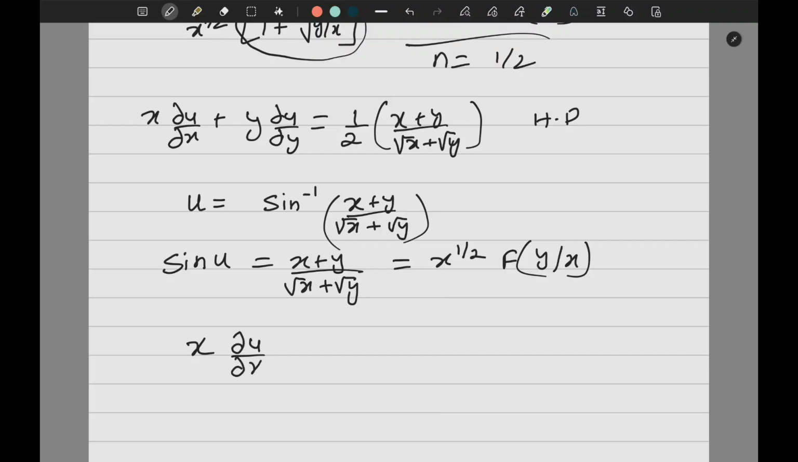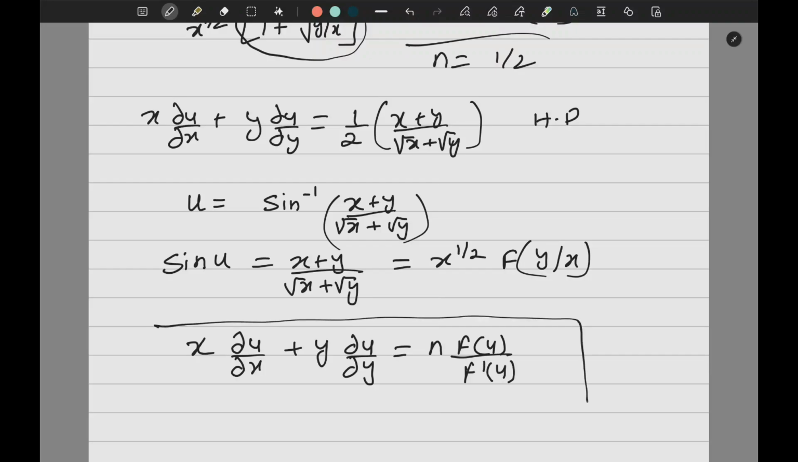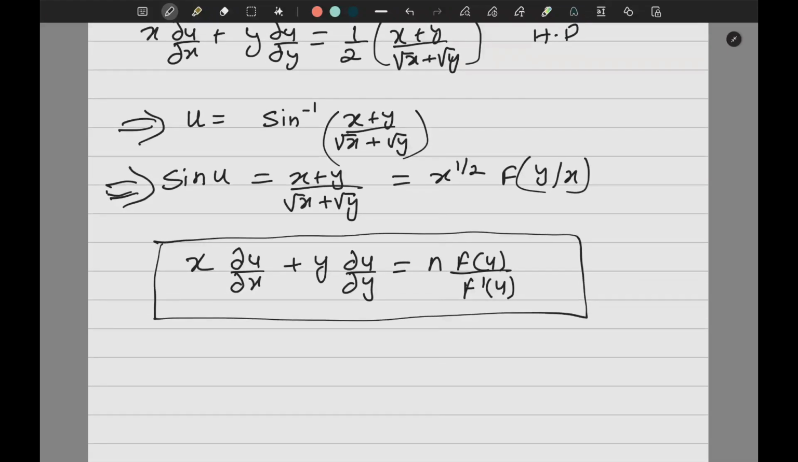Now here I will apply the extension of Euler's theorem, which says that x dou u by dou x plus y dou u by dou y is equal to n f of u upon f dash u. So this is the formula I'll be using. See how you have to do the questions. First step, if this is a question, you convert it to this format. And now here you declare your value of n. N is 1 by 2.